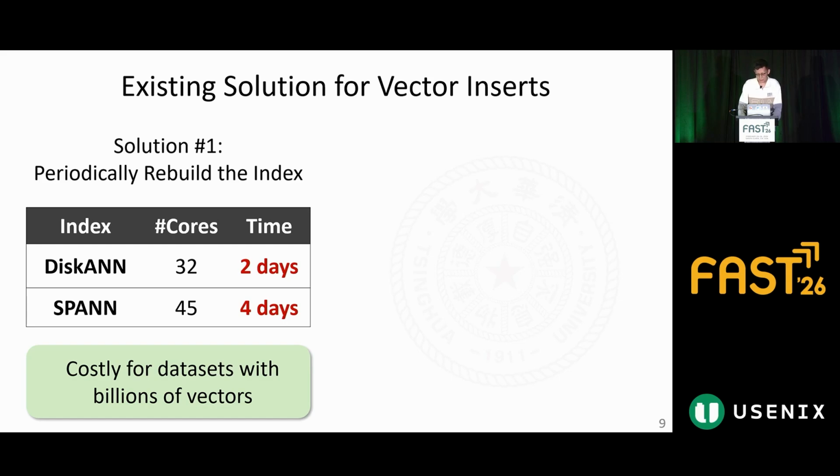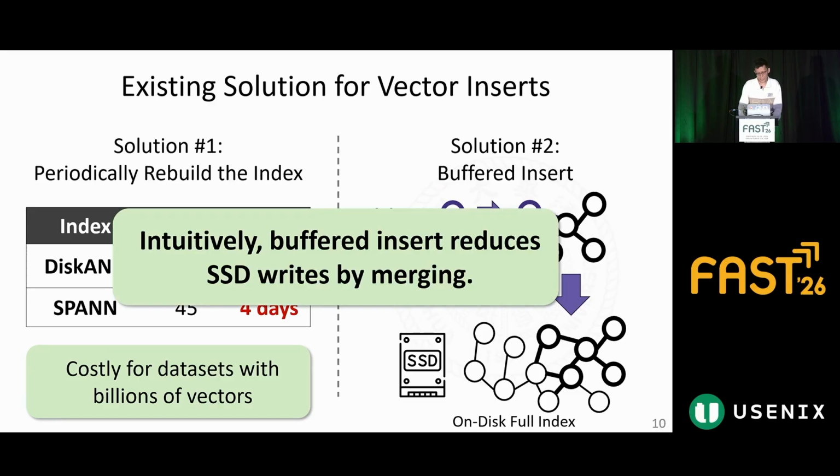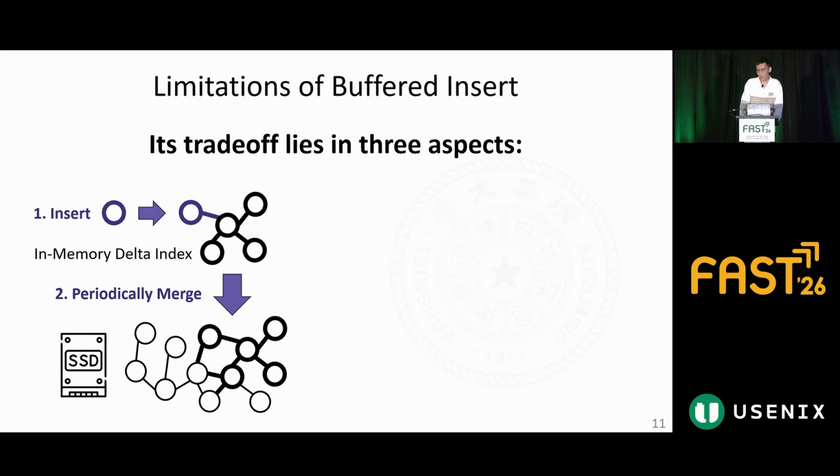The second one is buffered insert. Inserts are first conducted in an in-memory delta index. Then, the in-memory delta index is periodically merged to the on-disk full index. Intuitively, this process can reduce SSD writes by merging the updates to the same graph node. However, we find this process has trade-offs.